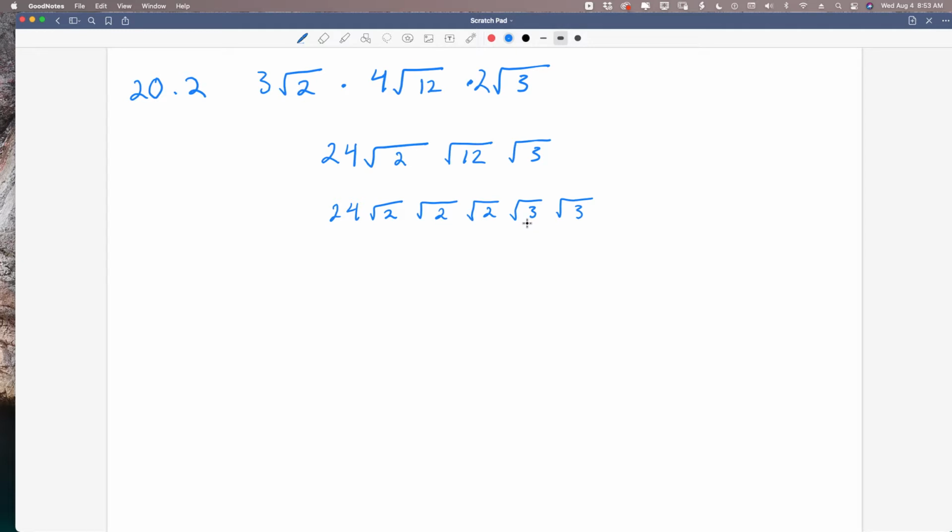Well, now we see we have some factors we can eliminate into a constant. So this becomes times 3, and then we can eliminate this, which becomes times 2. So we can say that 24 times 3 is 72, and 72 times 2 is going to be 144. So we have 144 with a remainder here of the square root of 2 as another variable. And that is our answer.